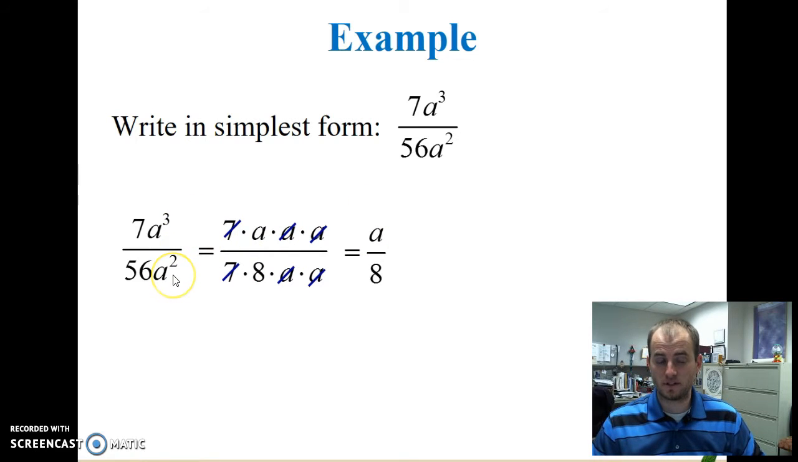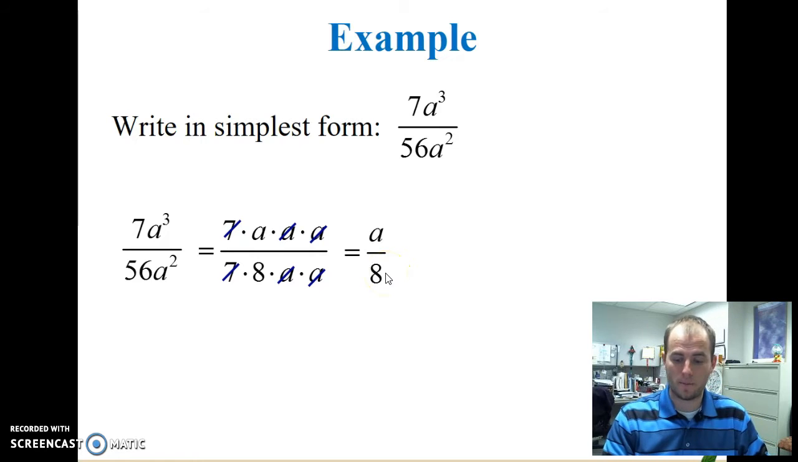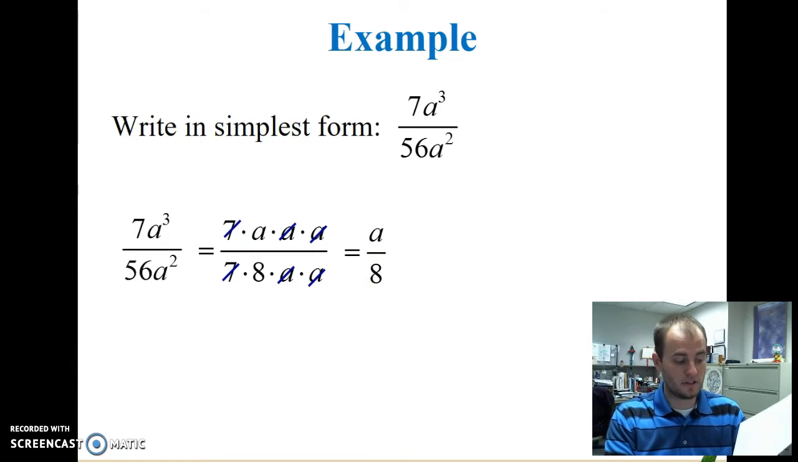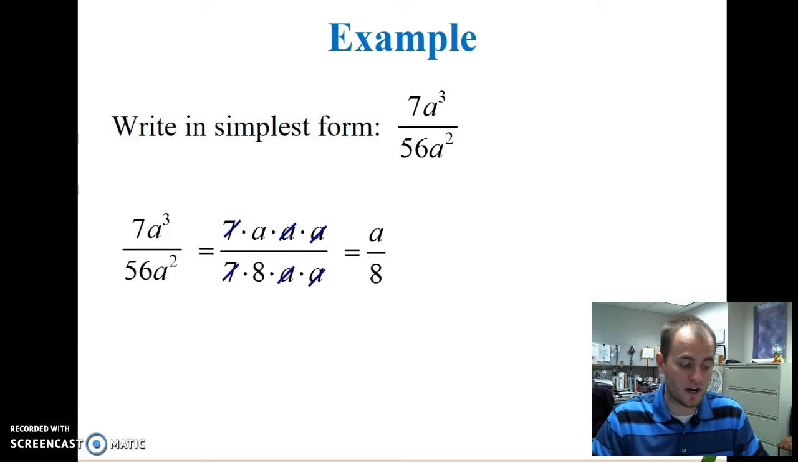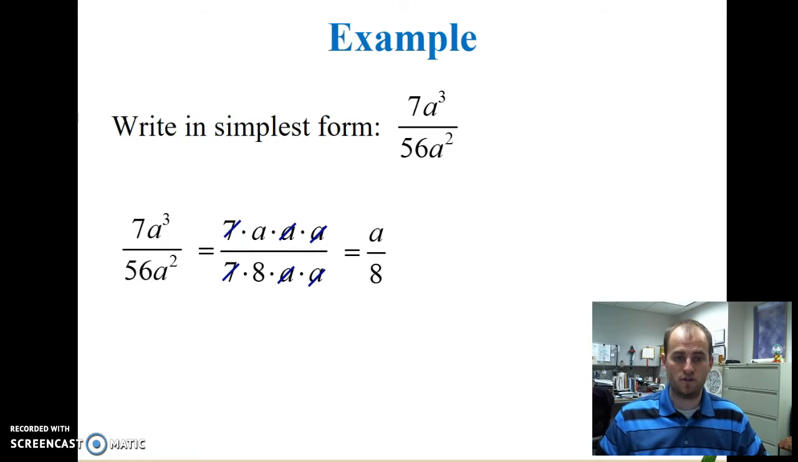If the a cubed was in the denominator and the a squared was in the numerator, then we'd be left with 1 over 8a, because there were more on the denominator. So you'll see one of those, letter H, on your handout. So go ahead and try letter H, 6x squared over 60x cubed, and see what you get when you reduce that fraction. Okay, so far I have to do C and E and H for class.